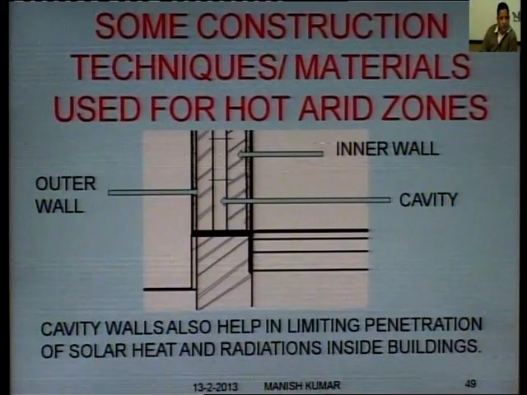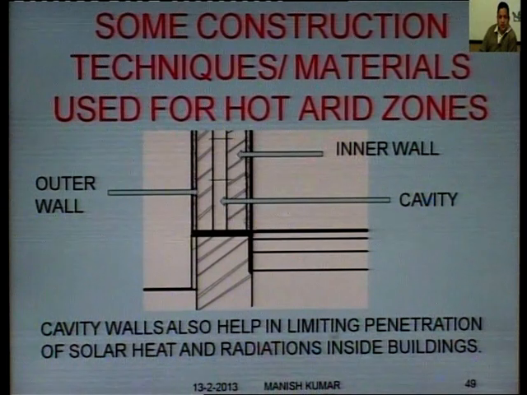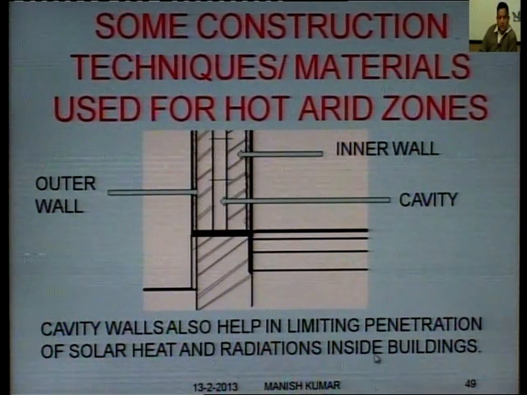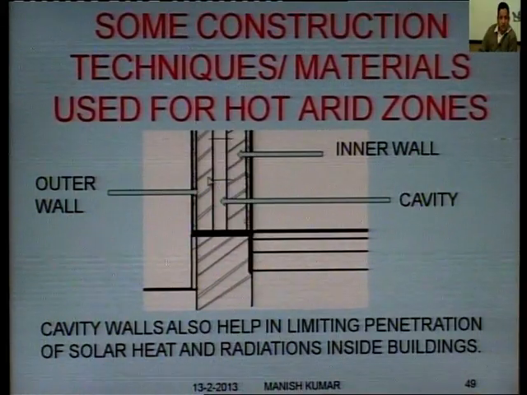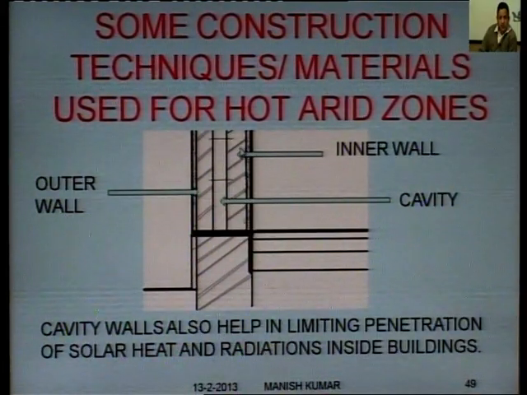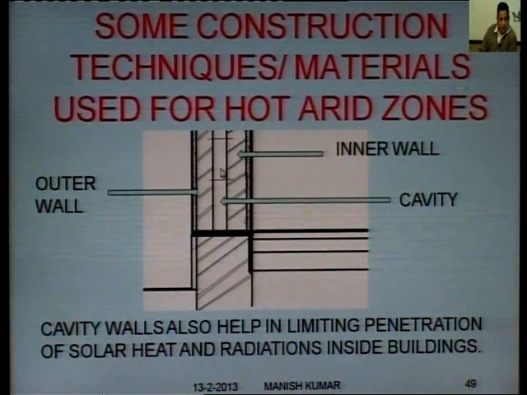This is also a very good example. This is a cavity wall. Cavity walls also help in limiting penetration of solar heat and radiation inside the buildings. This sketch shows a cavity. This is the outer wall. This is the inner wall. This space here is a cavity. This will stop the heat from going from this wall to this wall, as there is a gap. This cavity can be filled with some heat insulating material also.